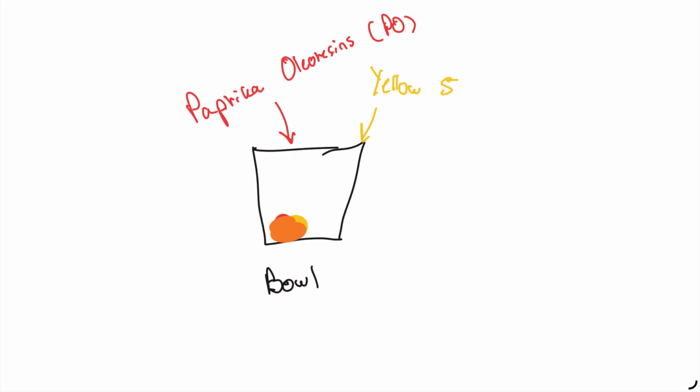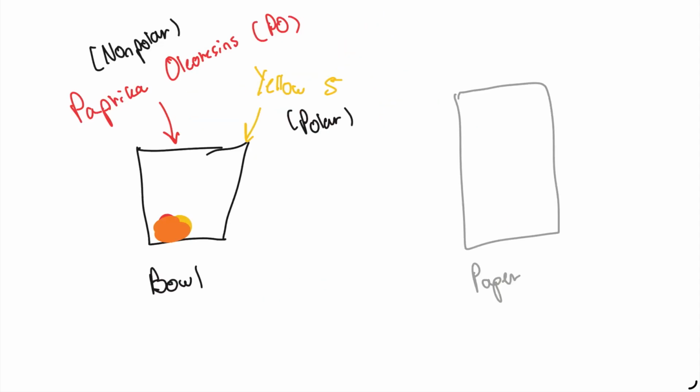Both of these are food coloring agents used in everyday life. This is the stuff in your food. Paprika oleoresins is red and yellow 5 is yellow. Importantly, however, PO is non-polar and yellow 5 is polar. So I've created an orange food coloring by mixing these two agents. Now I'm going to take some of this orange food coloring and I'm going to put a blotch of it on a piece of paper.